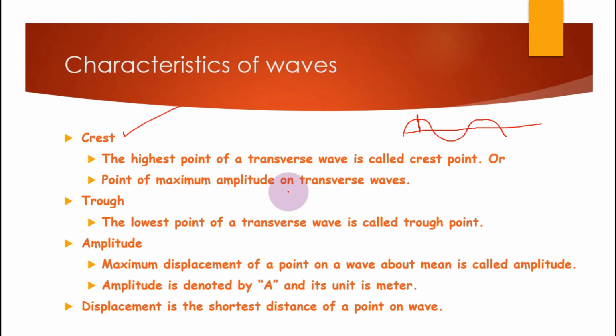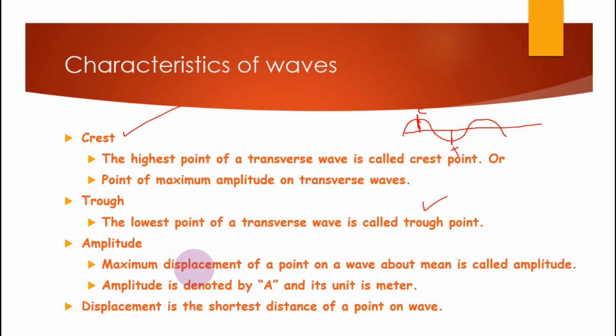The point of maximum amplitude on a transverse wave is also known as the crest. Opposite to the crest there is the trough. The lowest point of a transverse wave is known as the trough. So this is the trough, which is the lowest, and this is the crest, which is the highest.